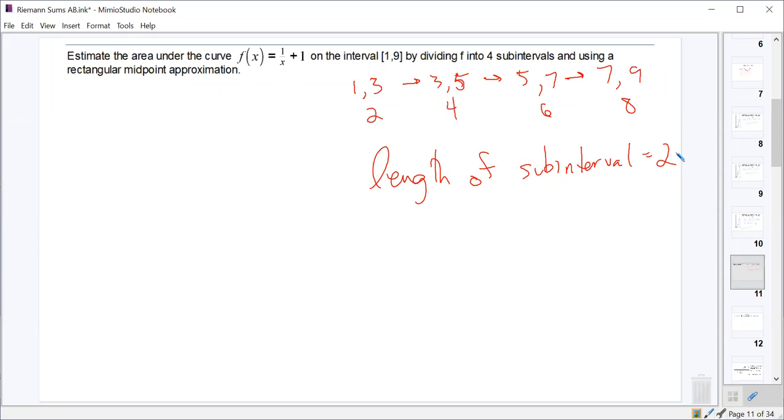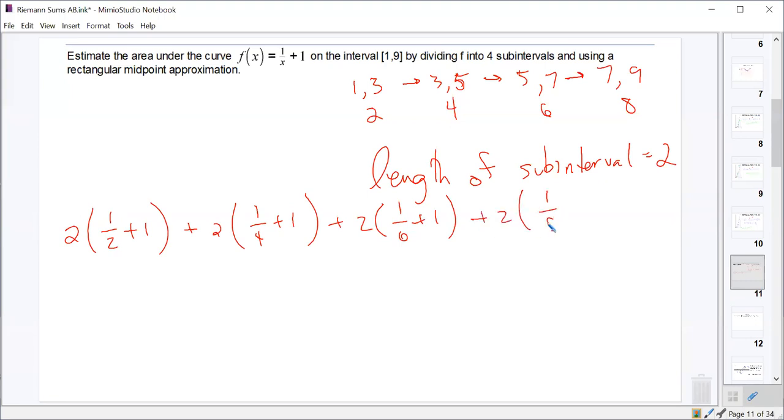So each time when we figure out what is 1 over x plus 1 for x equals 2, or for 4, or for 6, or for 8, we've got to multiply that value by 2. So it's 2 times 1/(2 plus 1), and then plus 2 times 1/(4 plus 1), and then 2 times 1/(6 plus 1), and 2 times 1/(8 plus 1). Everybody good with that? And what did that come out to be?